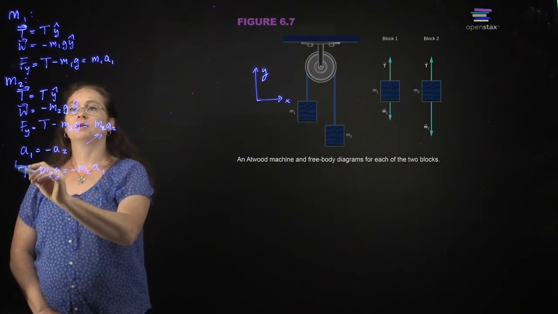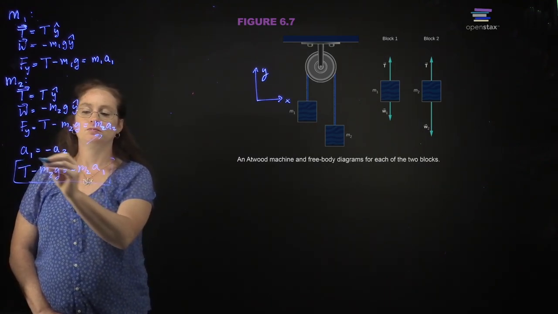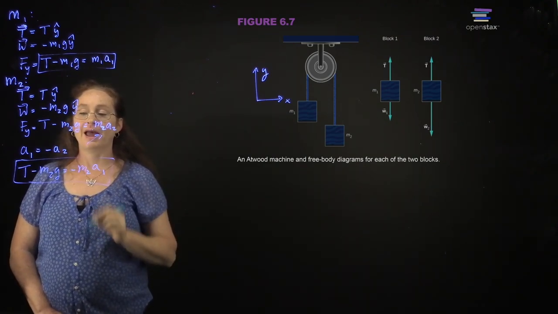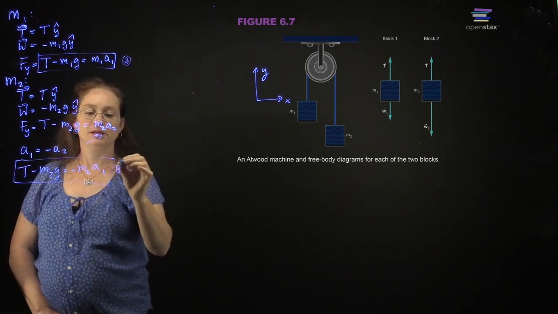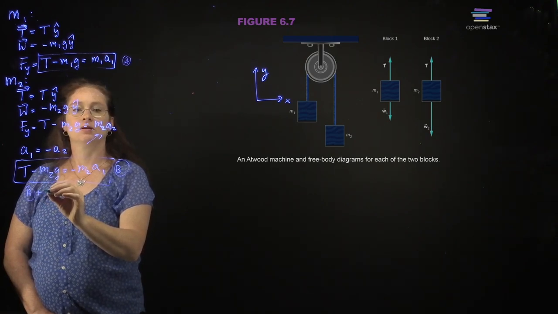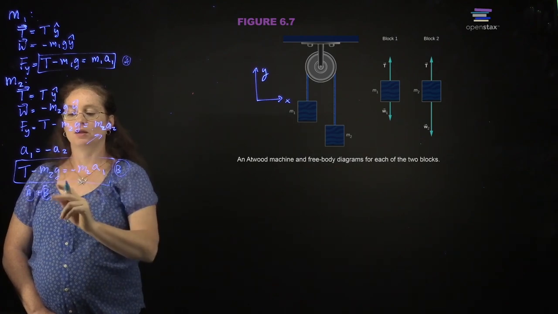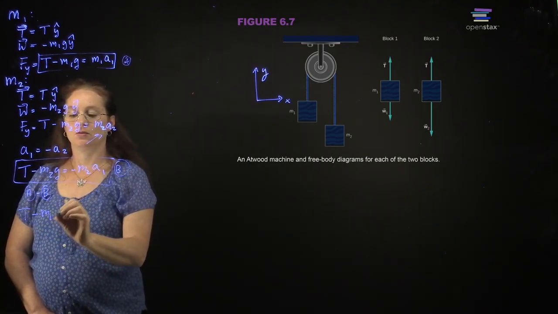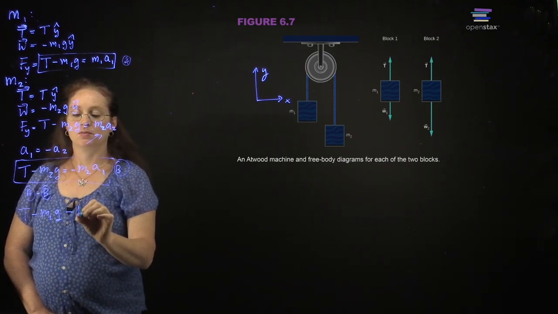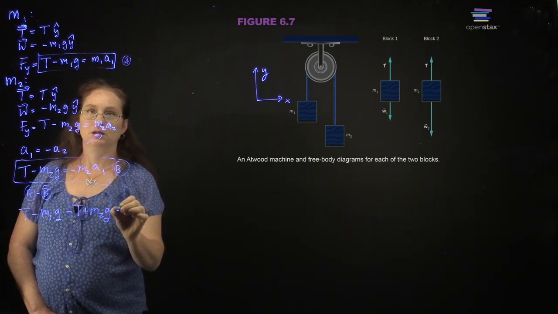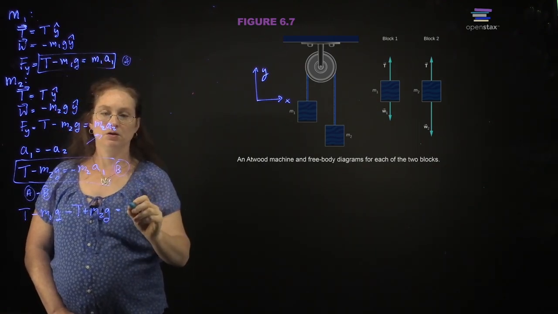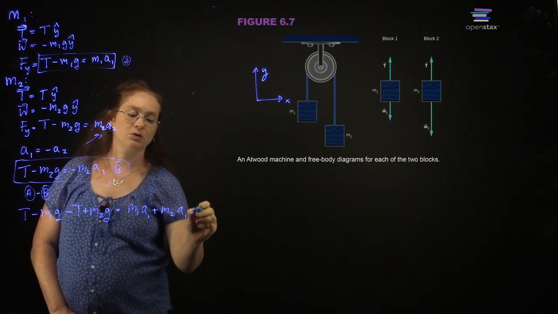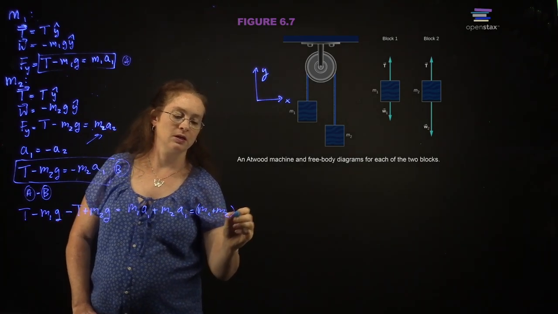I have this equation, and I have this equation. And I can add them. So I'm going to call this A and this B. I'm going to take the difference, A minus B, because then my tensions cancel out. So I get A minus B equals, so that's this side, and then here, M1 A1 plus M2 A1 equals (M1 plus M2) A1.